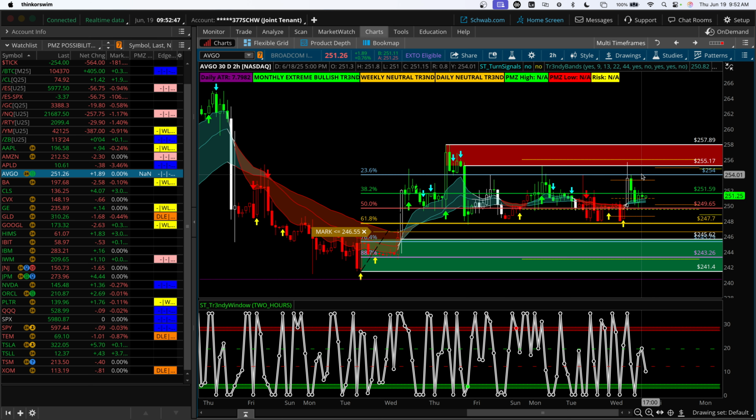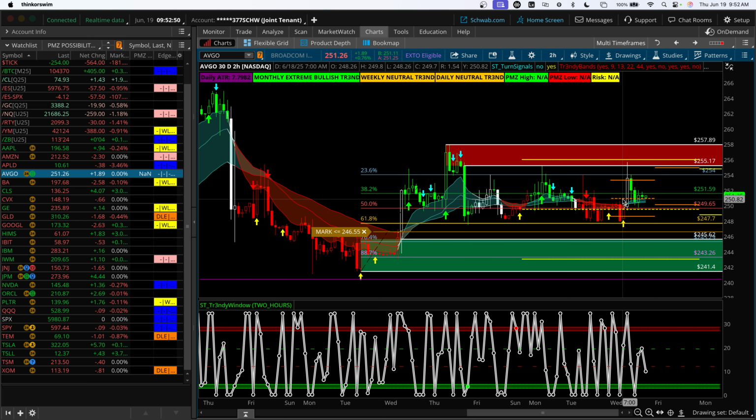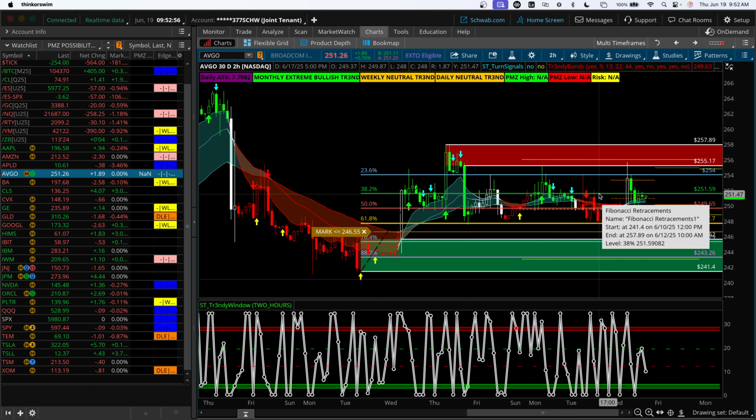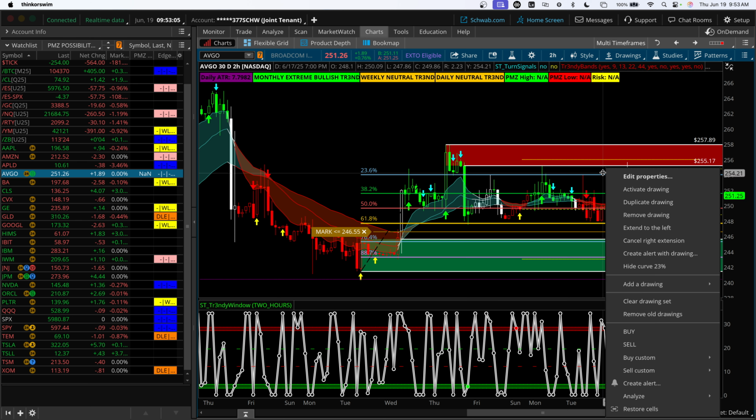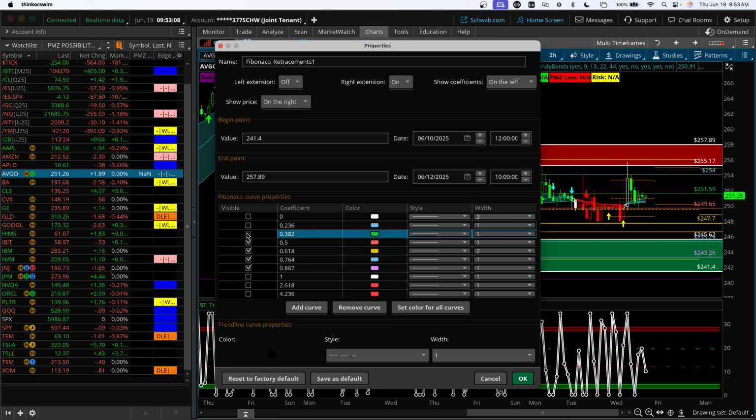In this case, remember, this price action hasn't occurred yet, so I'm just looking at this price action. I want to remove the 236 and the 382 because they are above the current price action, and I am looking for trim levels to the downside on the way to my ultimate target.